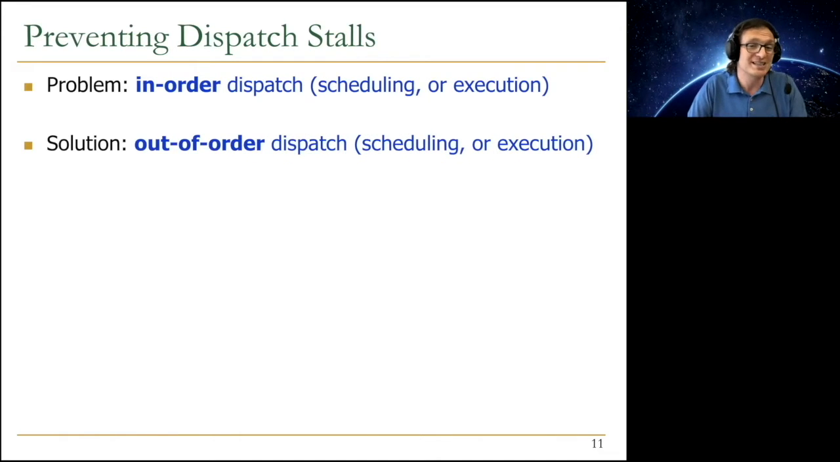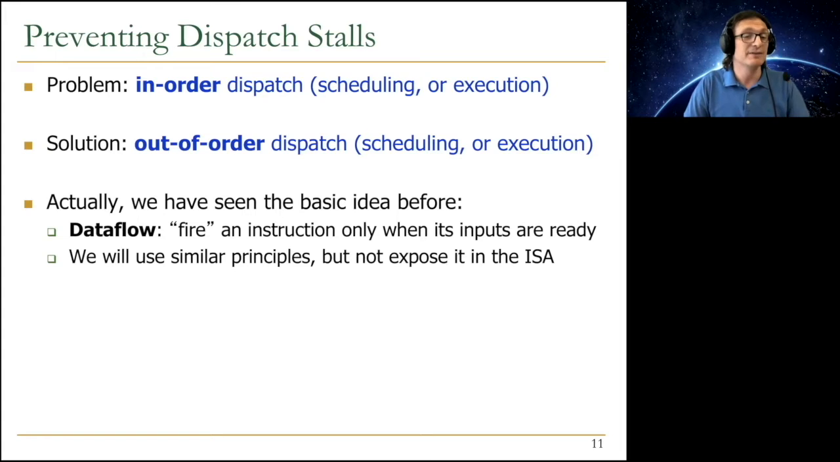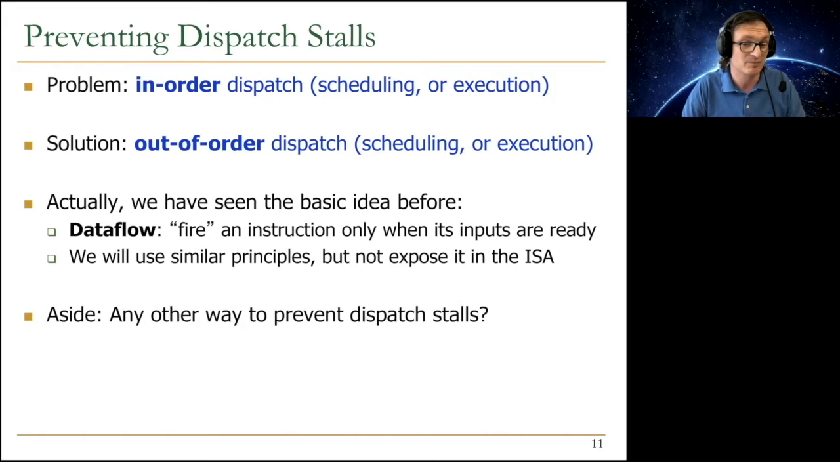So the solution is very simple, conceptually: out-of-order dispatch, or out-of-order scheduling, out-of-order execution, or dynamic scheduling. Actually, we have seen the basic idea before. The data flow machine fires an instruction only when its inputs are ready, right? We will use similar principles to data flow, but we're not going to expose them in the ISA. We're still going to keep the von Neumann model in the instruction set architecture, but underneath, we're going to use data flow principles.